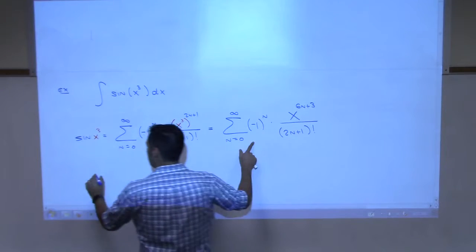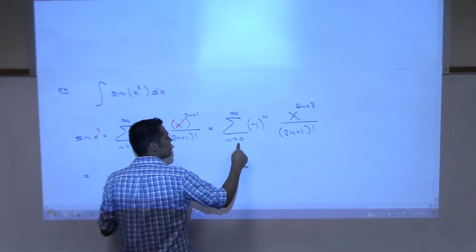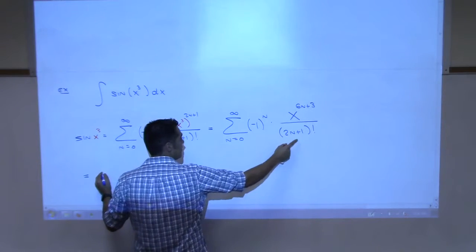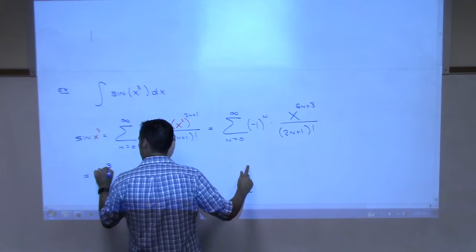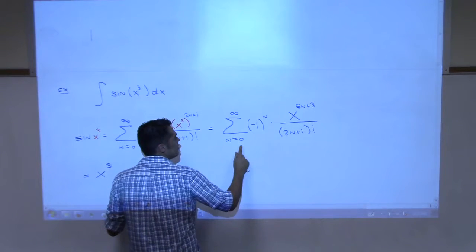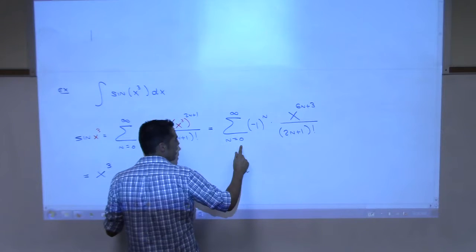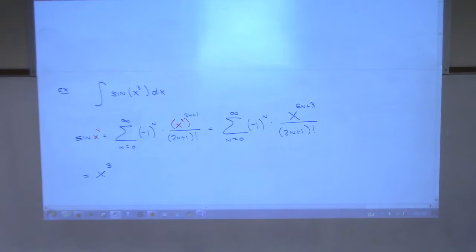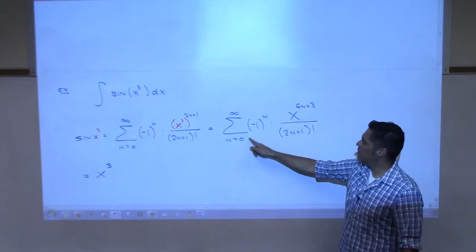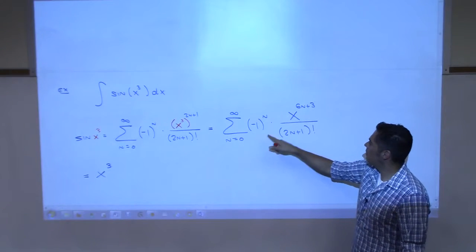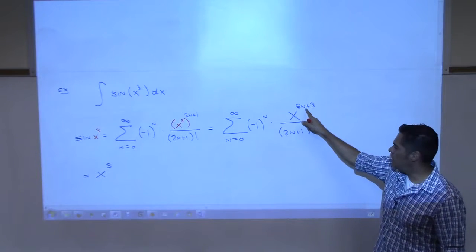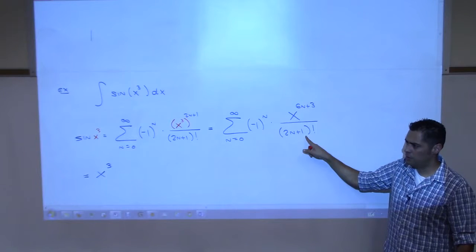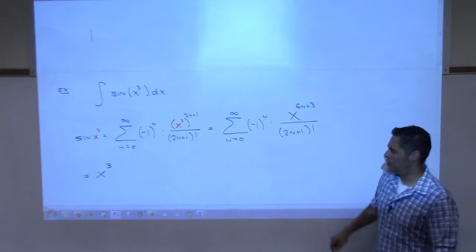Let's plug in 0. Plug in 0, you get 1, what is it? x to the 3. X cubed, everyone okay with that? Yes? Okay, now plug in 1. You're going to get a negative, right? Negative x to the 9th over 3 factorial. Yes? Okay. You got it.